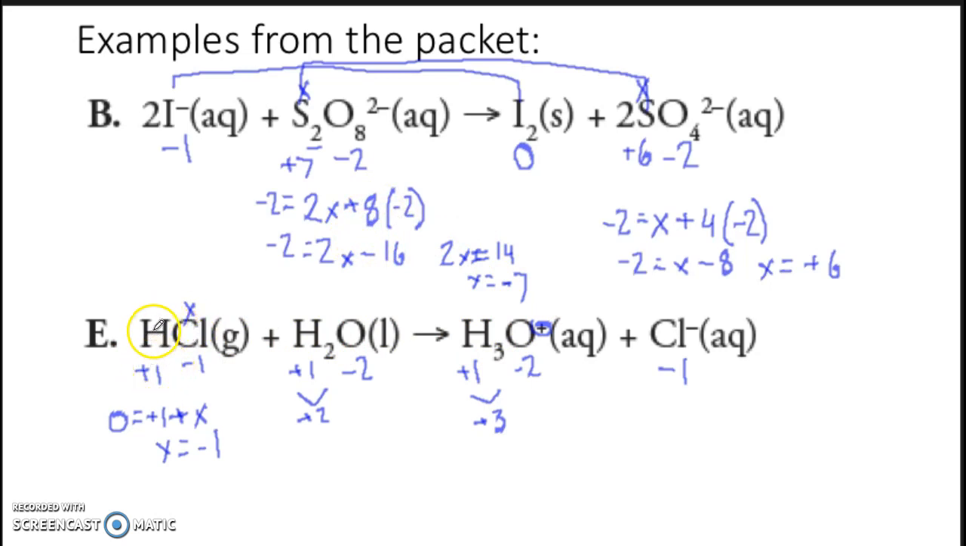Okay, so we look here: hydrogen +1, +1, +1, chlorine -1, -1, oxygen -2, -2. I don't have a situation like I do here. I don't have any changing oxidation numbers because this is not a redox reaction. So use these examples and start working your way through the packet now, and hopefully this all makes a little bit more sense.